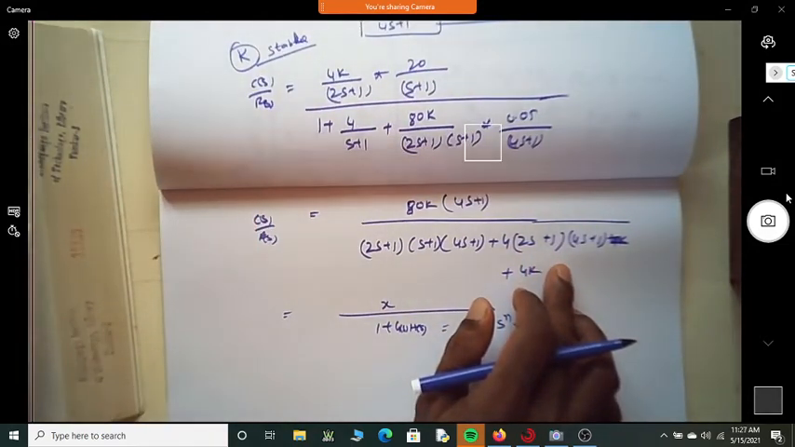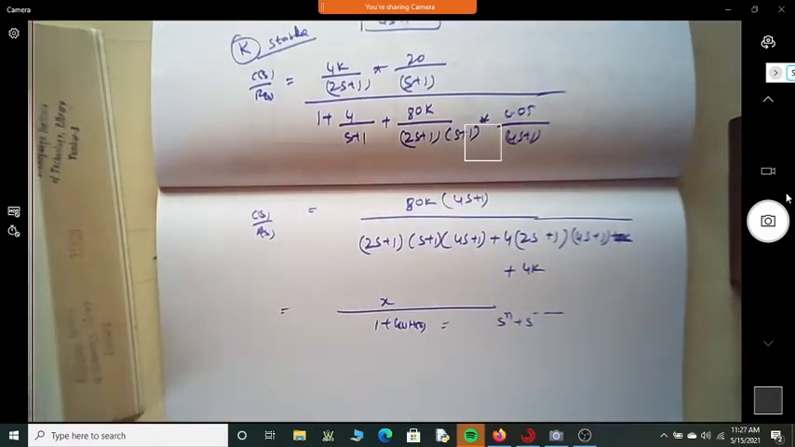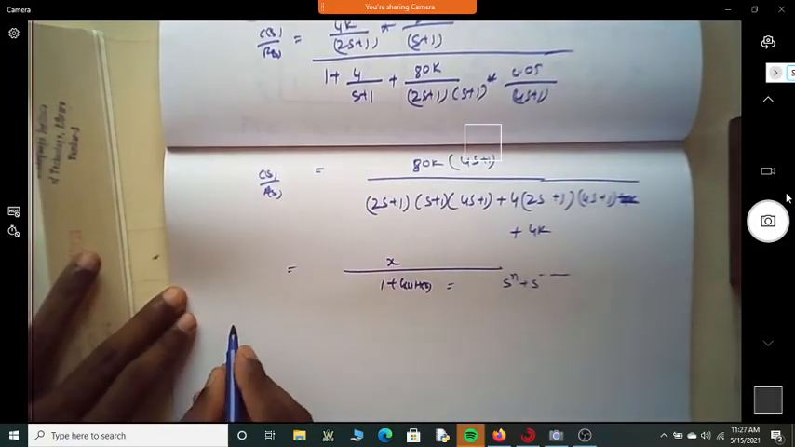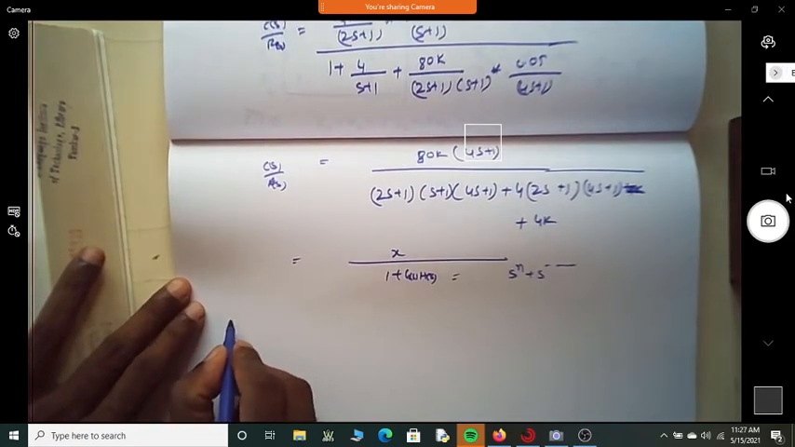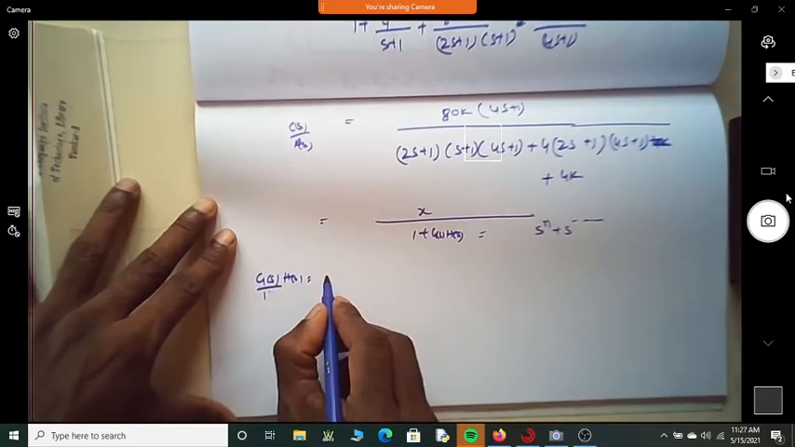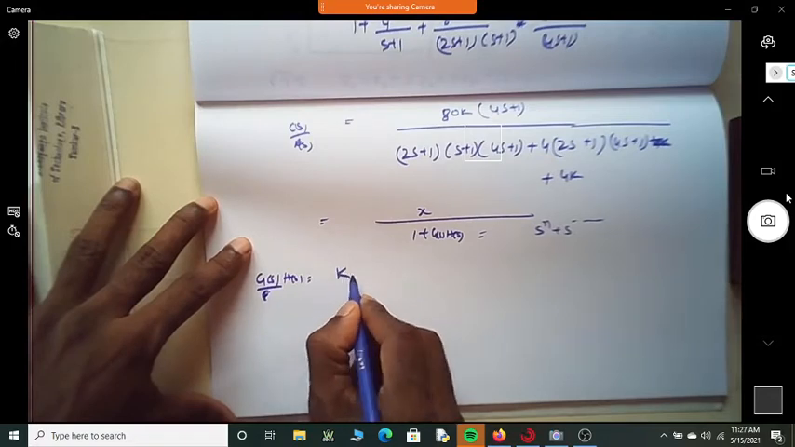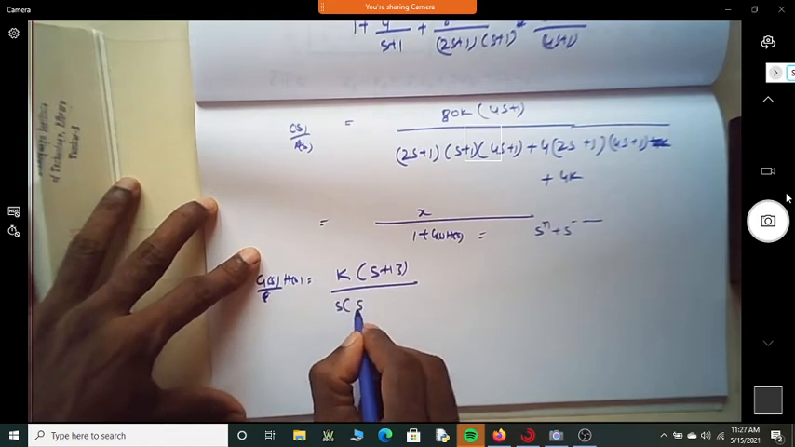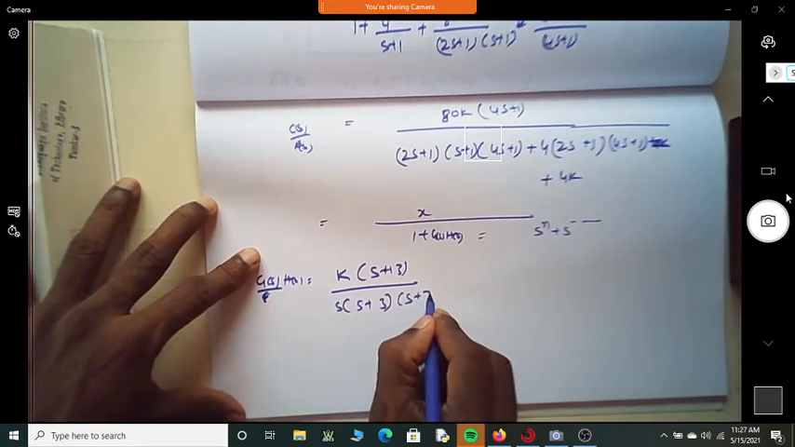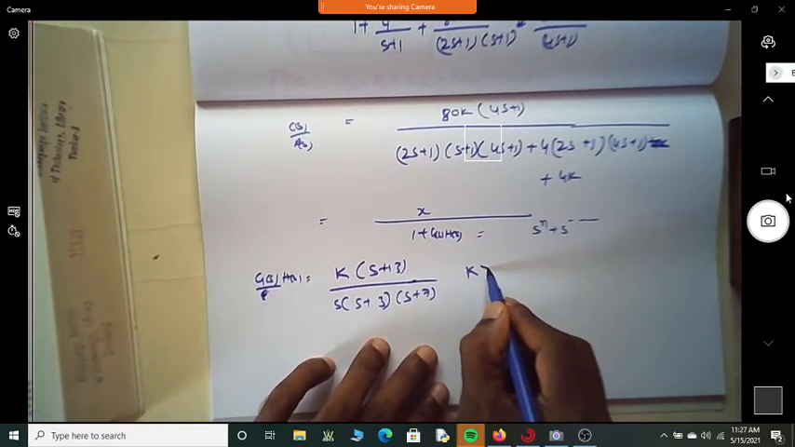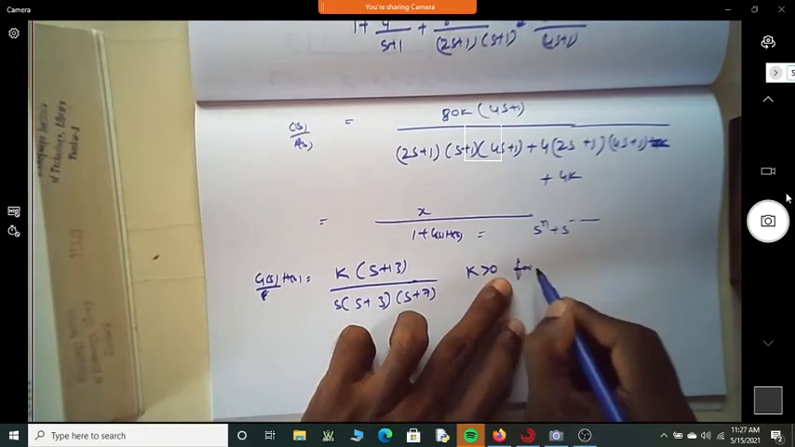So then I just try to move on to some other question, where I have something like this here. I have a system where G(s) into H(s) is given by K into (S plus 13) over S into (S plus 3) into (S plus 7). Correct? Also find the value of K greater than 0 for the system to be stable.